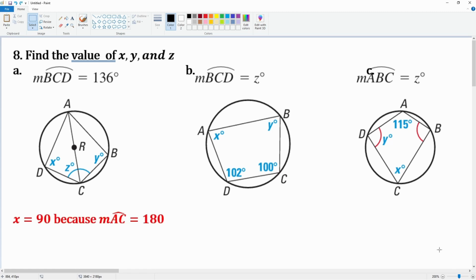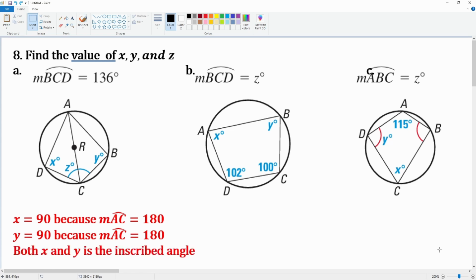X has to be 90 because if you look, the arc of AC is the arc of the diameter of AC because AC is going through the center. So x has to be 90. Likewise, arc AC from the other end gives you y because y equals 90, because again AC is the diameter. Both x and y are the inscribed angles of that arc.